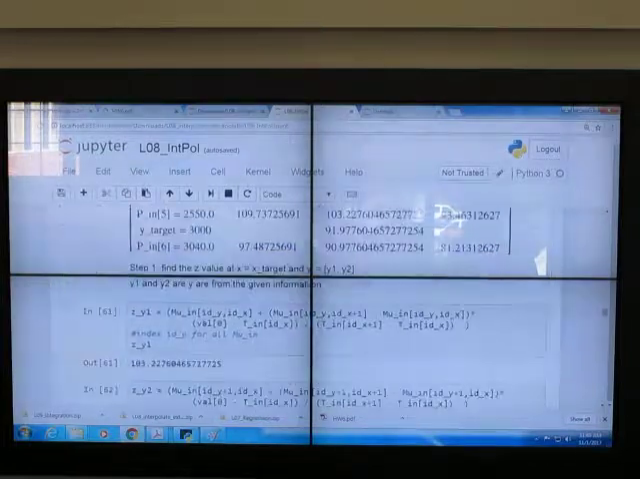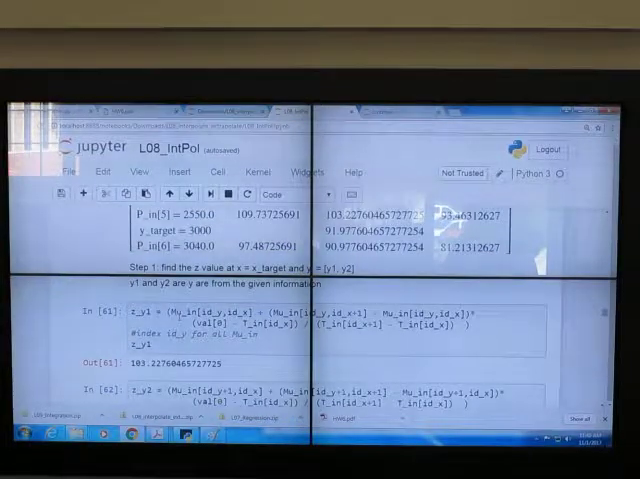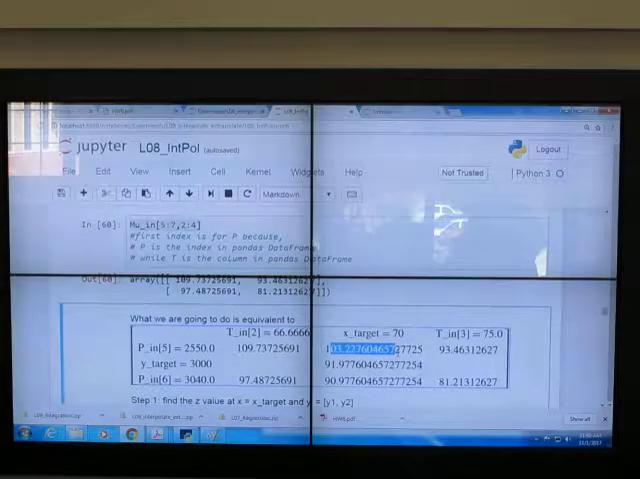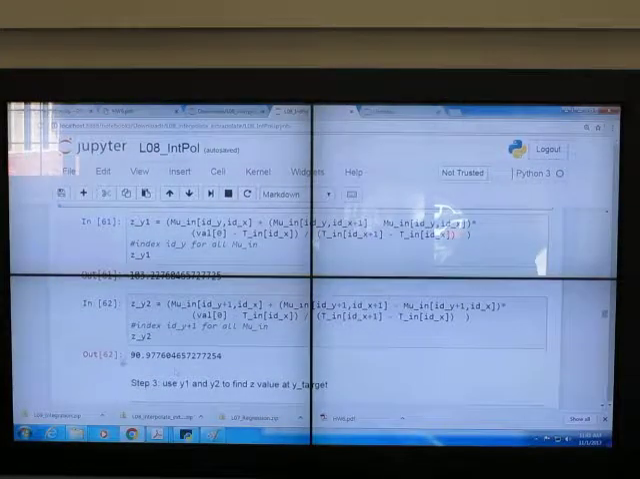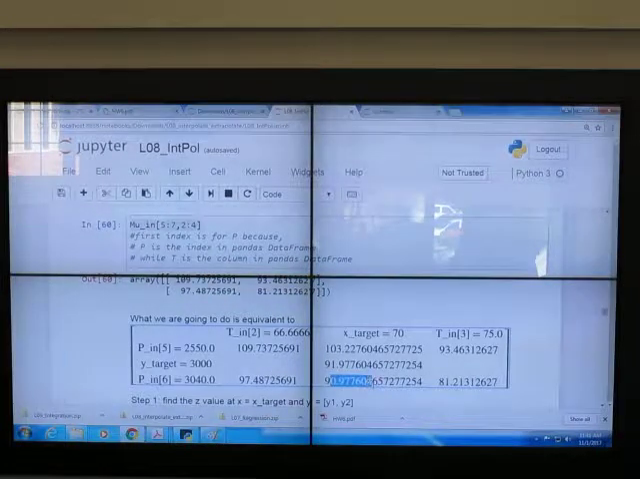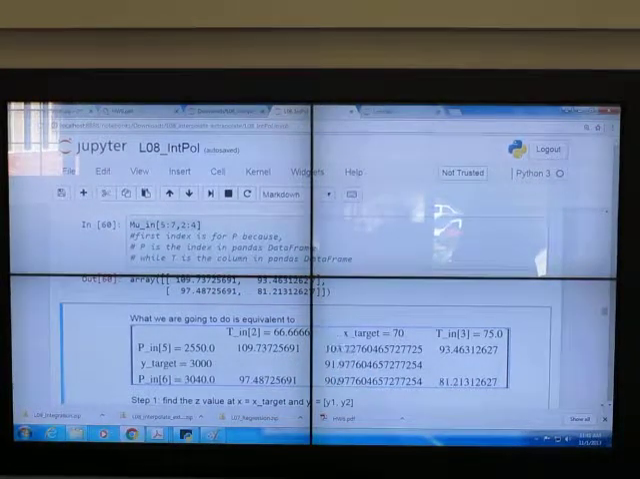Once I get the values at the 4 corners, I do linear interpolation twice. The first time, I get 103, which is the top one. The second time, I get 90.977, which is the lower bound. Then I do linear interpolation between those two again. I get the viscosity at the point of interest. Done. Okay, let's move on.